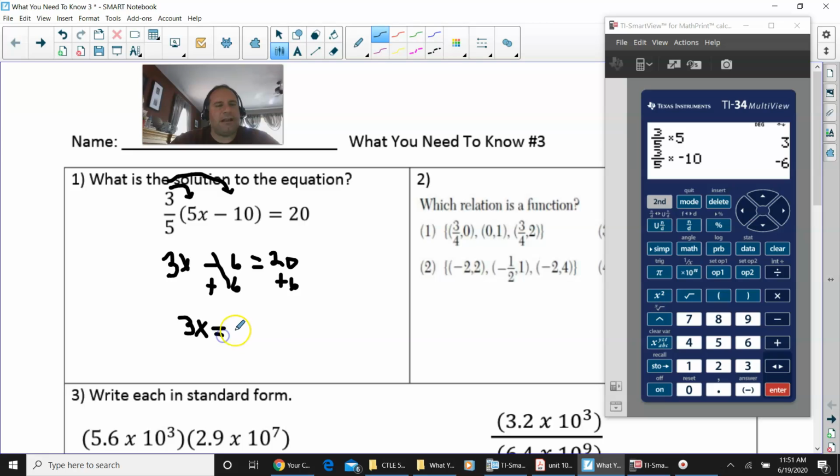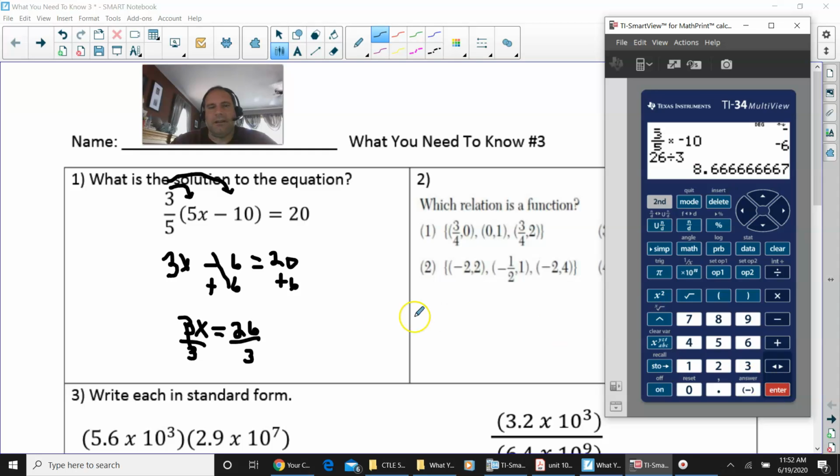And the opposite operation of something multiplied is division. You divide by 3 on both sides, and you get 26 divided by 3. Again, you could put that in the calculator, 26 divided by 3. And you get x equals 8.6, and you could round it off. Let's round it off to 8.67. Or you could put 8.6 with a line on top, since that goes on forever like that.